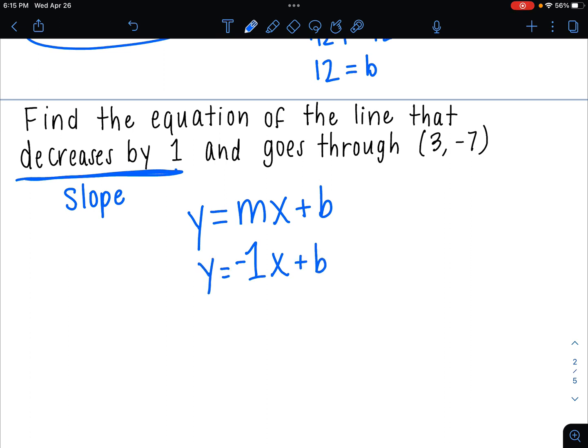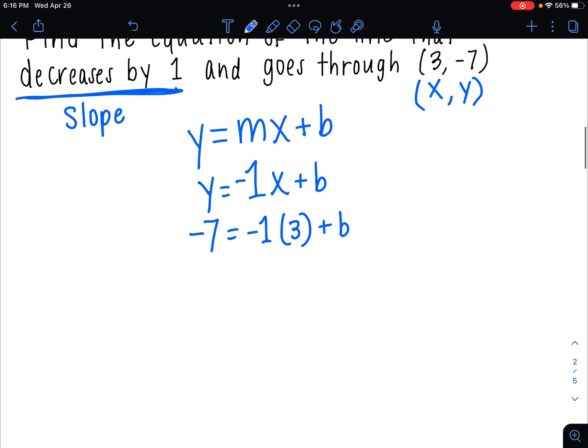And now we're looking for our y-intercept. I'm going to use this point right here, that 3, -7. Now remember, x is the first number, y is the second. So, rewriting this again, my y value is -7. Slope is -1. It looks like a 7, so sorry. Slope is -1. X is +3. And we are looking again for our y-intercept.